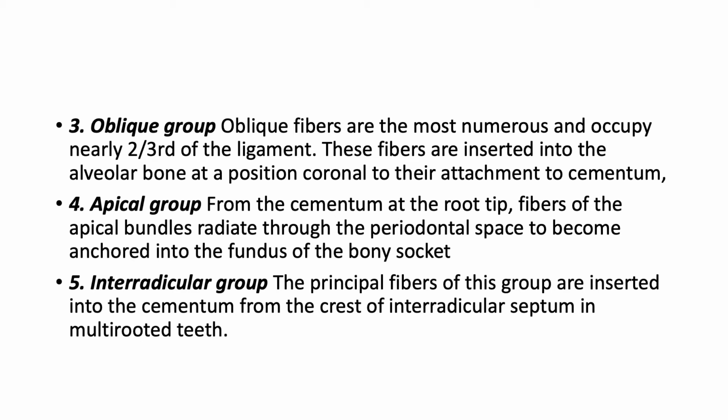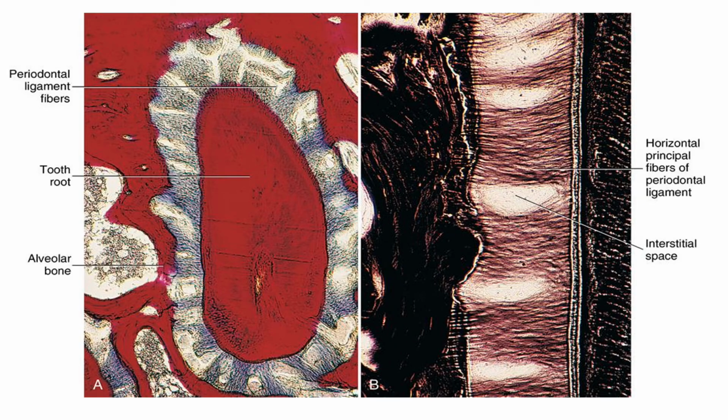Interradicular group. The principal fibers of this group are inserted into the cementum from the crest of the interradicular septum in multi-rooted teeth. As we see in this picture, the right picture shows the alveolar bone and shows the periodontal ligament fibers.